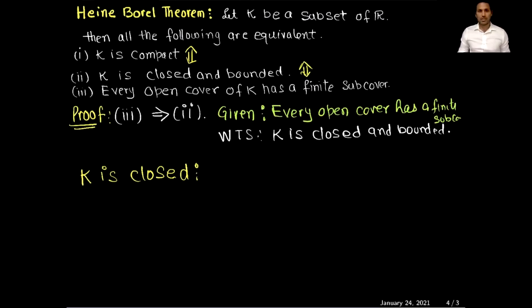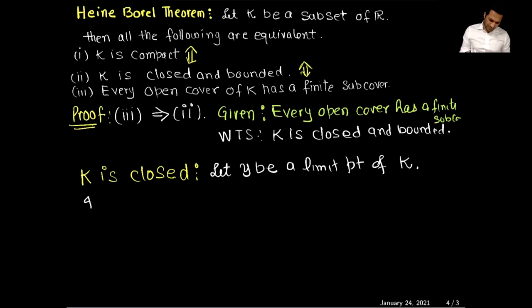In order to show that K is closed, we need to prove that all the limit points of K also belong to K. So we will pick a limit point. Let y be a limit point of K. Our goal is to show that y is a member of K.